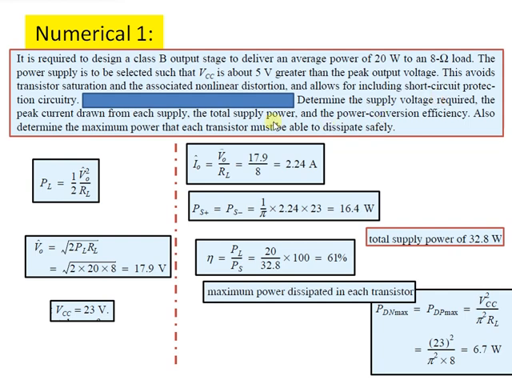And we need to determine the supply voltage required, the peak current which is drawn from each of the supply, the total supply power, the power conversion efficiency, the maximum power that each transistor must be able to dissipate safely.